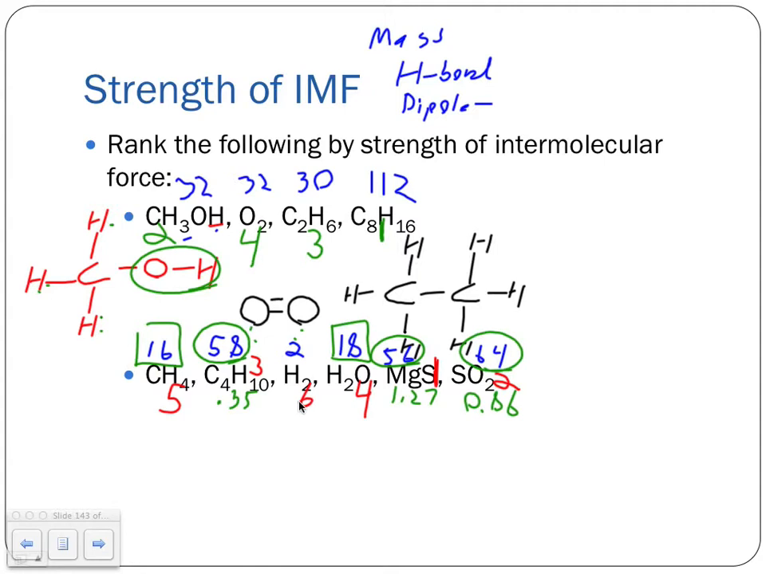And so strongest intermolecular forces is MgS. Second strongest is SO2. Third strongest is C4H10. Fourth strongest H2O. Fifth strongest CH4. Sixth strongest H2.